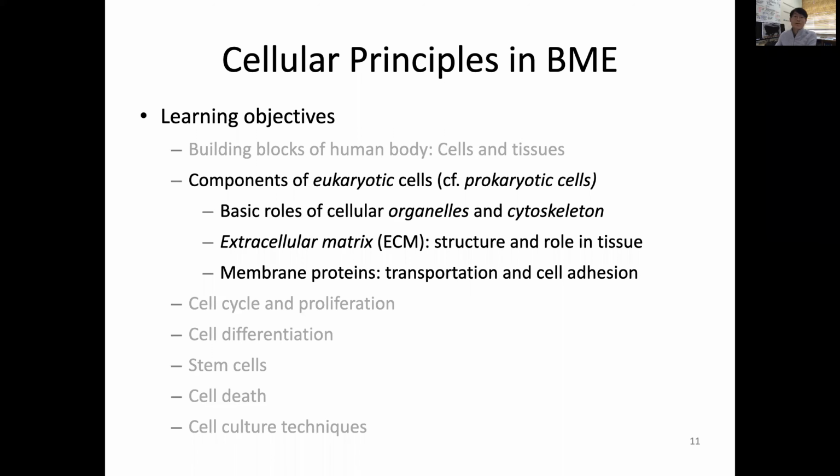Hi. Now let's discuss more about the components of cells in eukaryotic cells in our body. So we'll discuss basic roles of cellular organelles and cytoskeleton, and the extracellular matrix, which is its structure and role in tissue, and membrane proteins, which are responsible for transportation and cell adhesion. These can be covered by your previous prerequisites, so we will go a little fast.